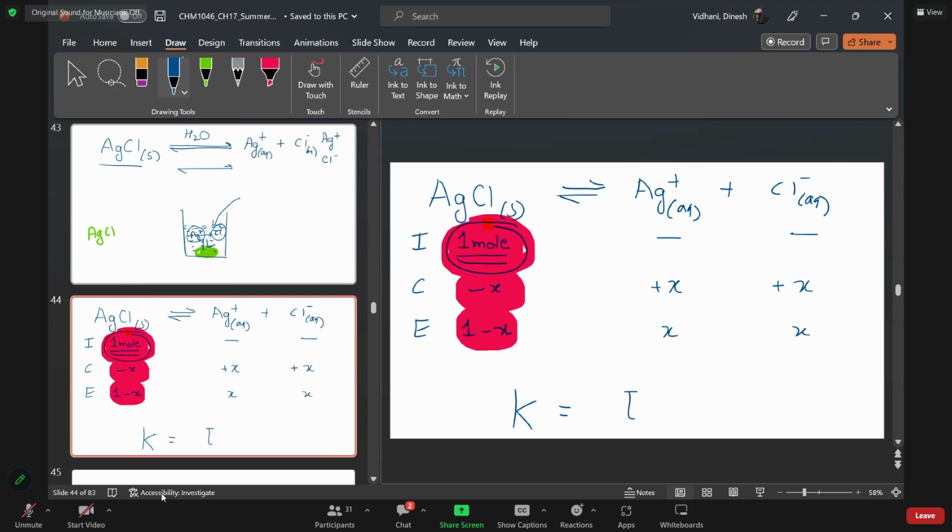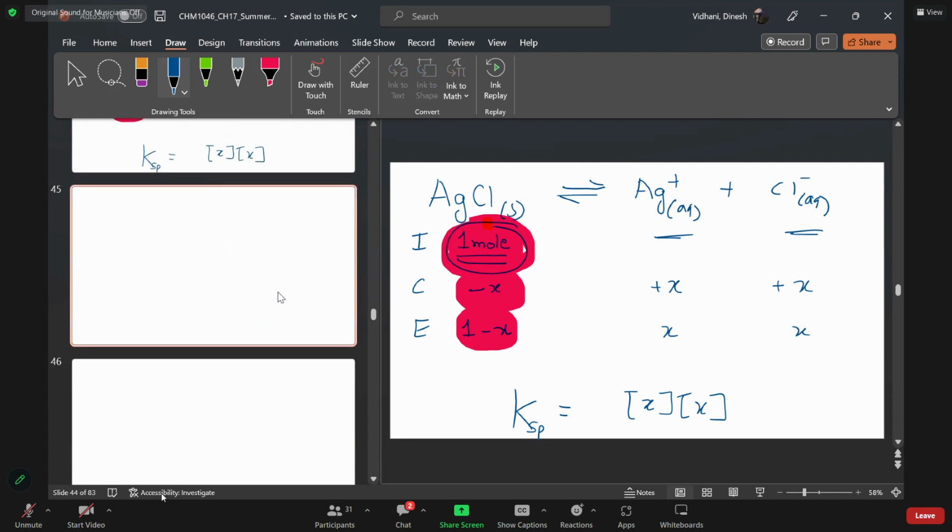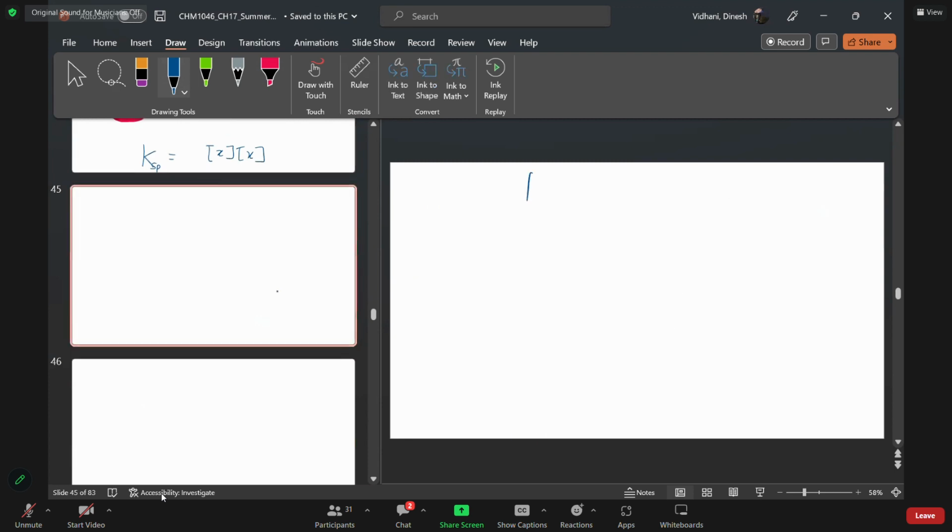Now, my KSP, the way I calculated last time, I showed you that equation. That's going to be my products over the reactants. But in this case, AgCl is solid. It's not a part of your equation anymore. So I'm going to write here X. This one is X. Now, that way, my KSP equals X squared.